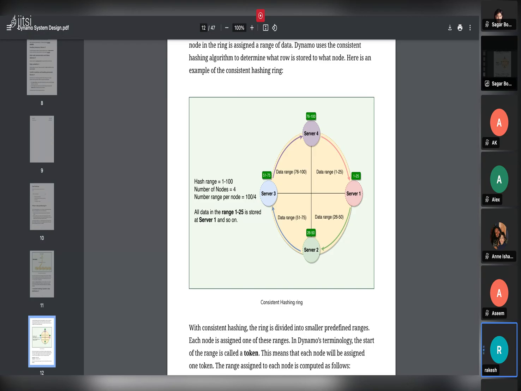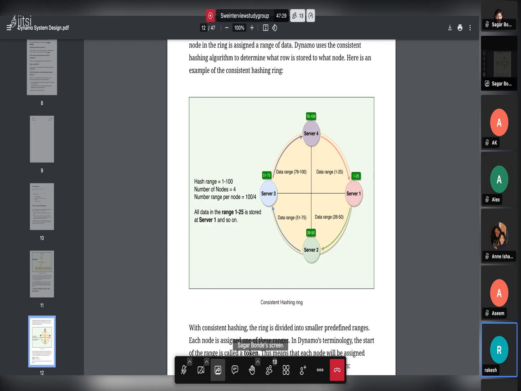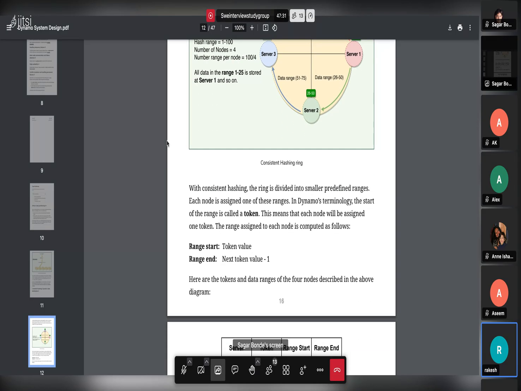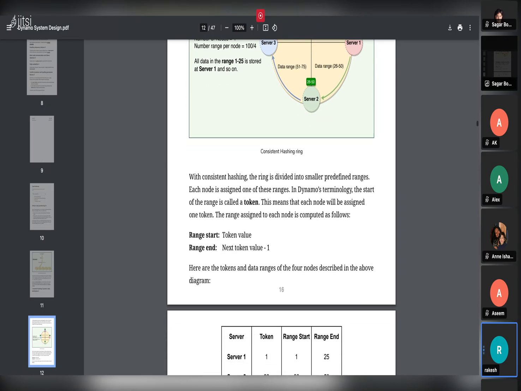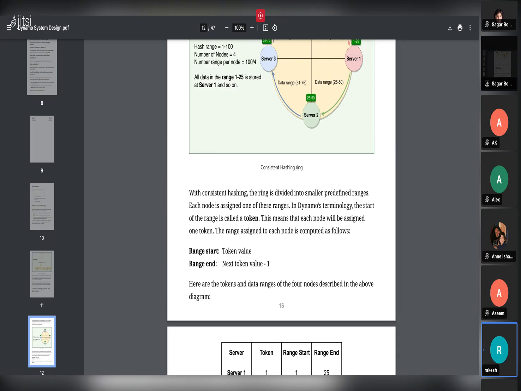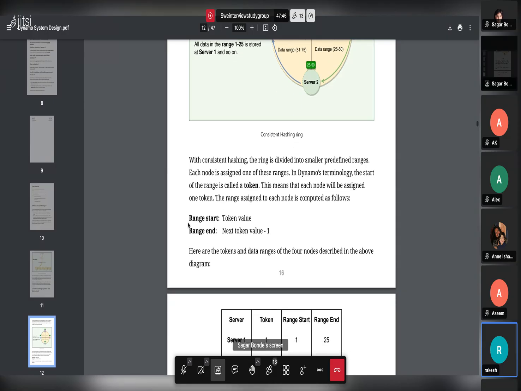Okay, can we go down? So with consistent hashing, the ring is divided into smaller predefined ranges. Each node is assigned one of these ranges. In Dynamo terminology, the start of the range is called a token.